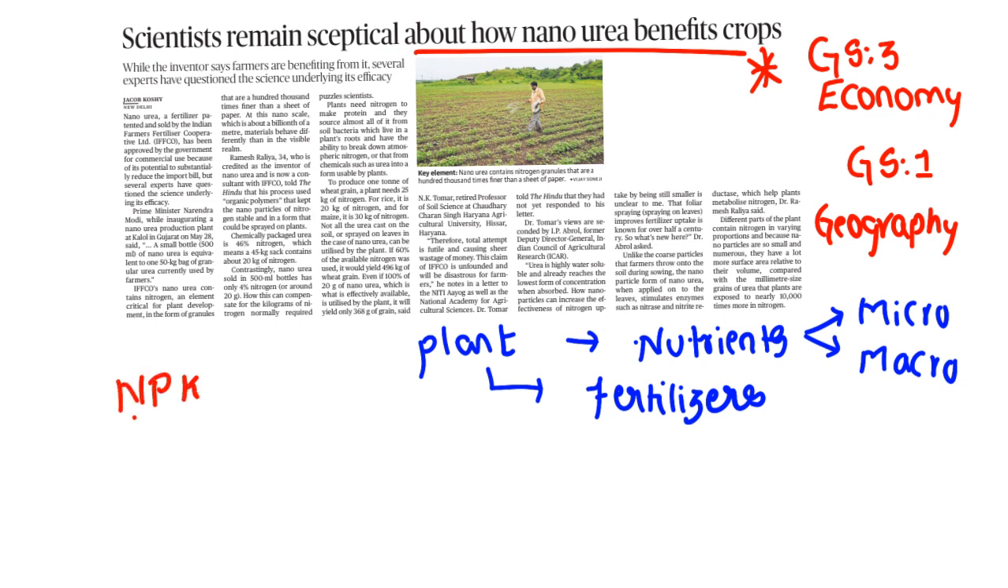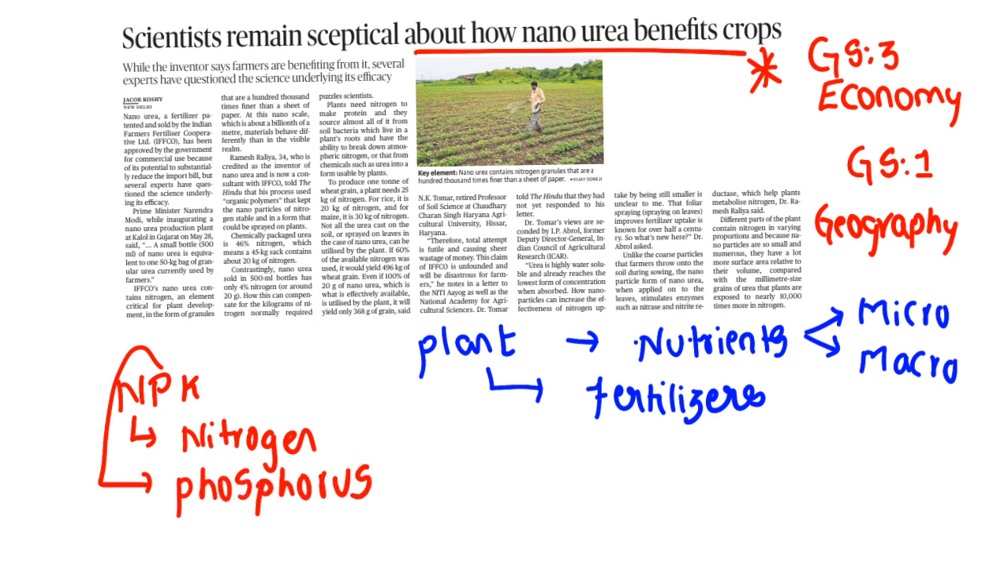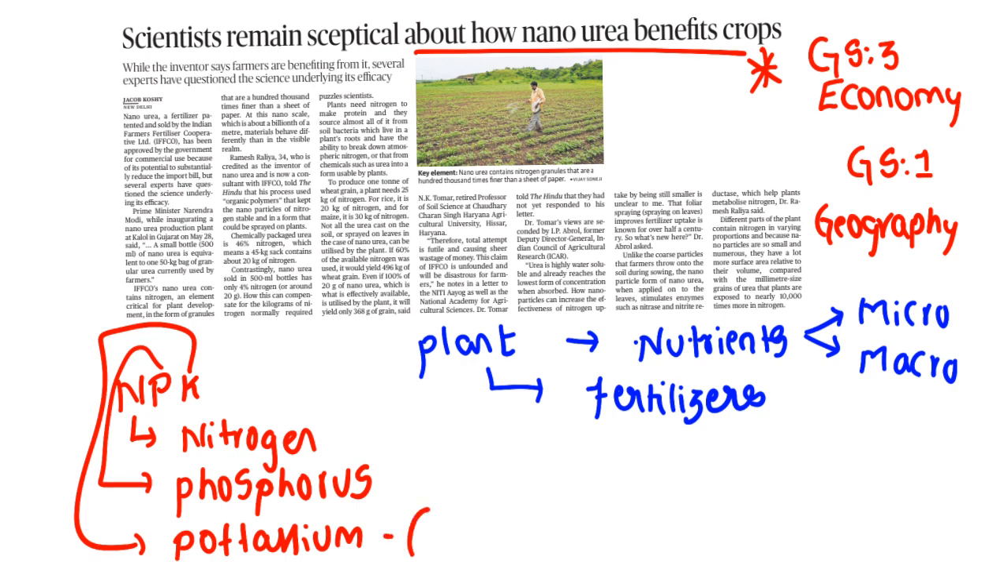NPK, clear. So first of all, what is the meaning of N? N means nitrogen and P means phosphorus and K means potassium. So what is the meaning of potassium? Potassium has the scientific name kalium. So that is why it is often represented as K.